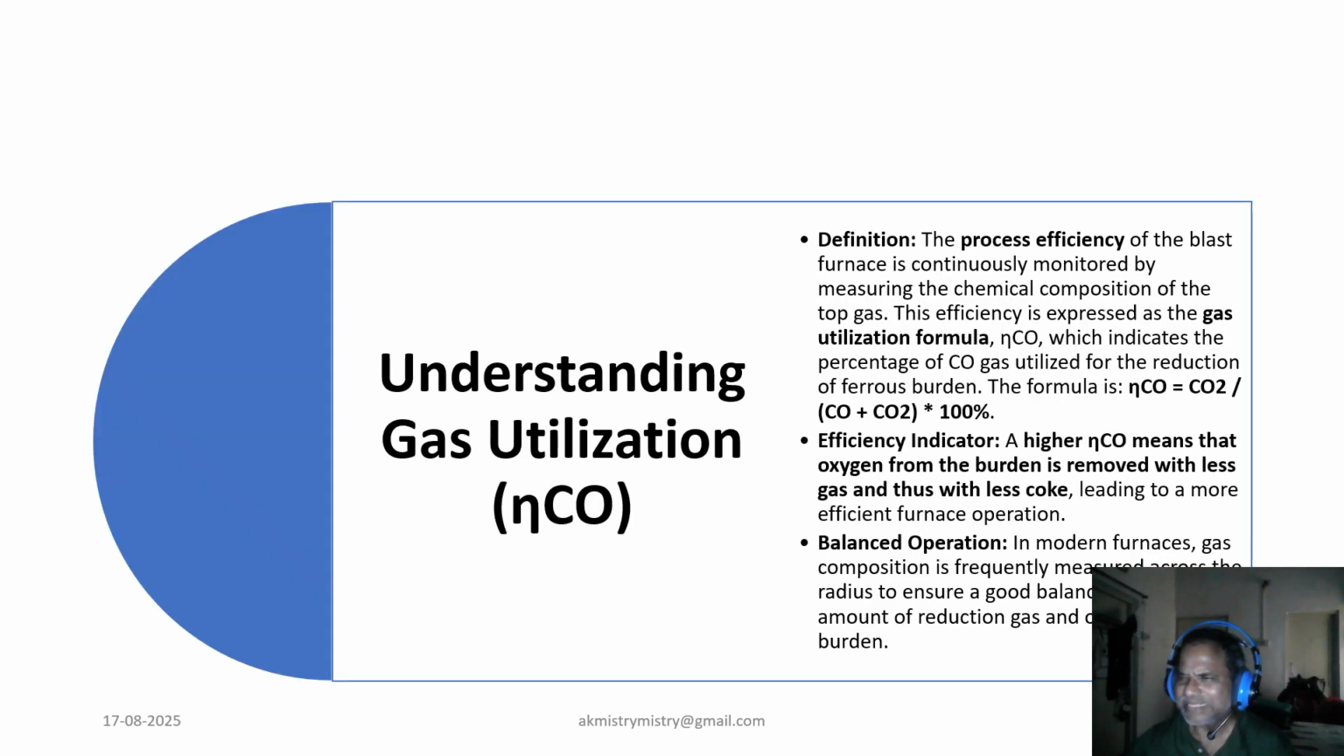So, why is top gas analysis so crucial? Fundamentally, it's about understanding and controlling blast furnace operation and efficiency. The key is analyzing the gas composition, particularly the ratio of carbon monoxide to carbon dioxide. This continuous monitoring allows us to track the process efficiency, ensuring the furnace runs optimally.